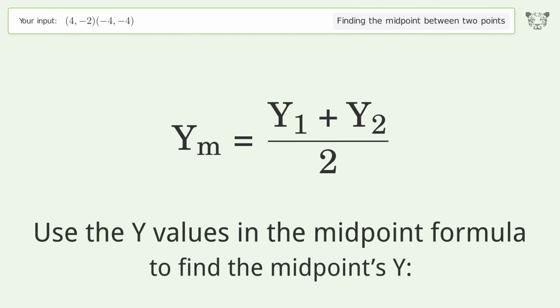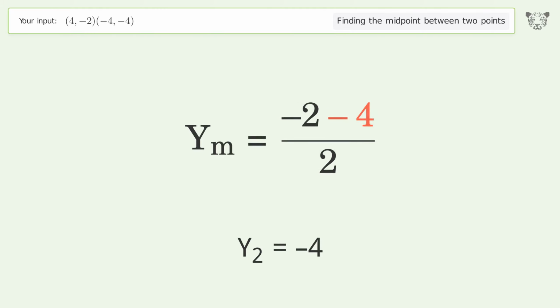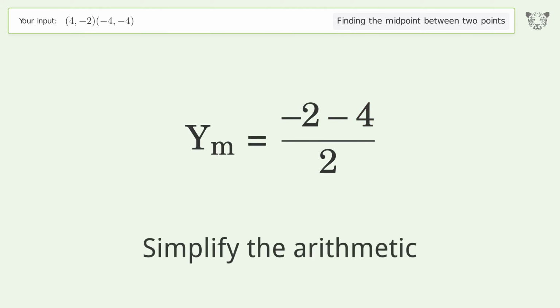Use the y values in the midpoint formula to find the midpoint's y. y1 equals -2. y2 equals -4. Simplify the arithmetic.